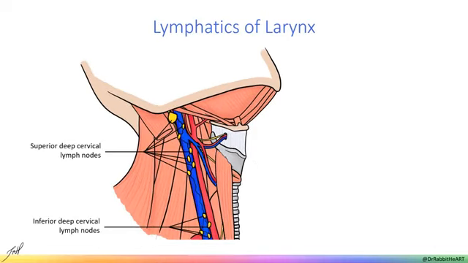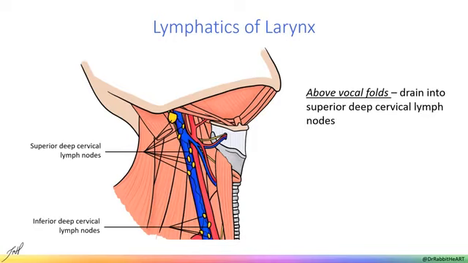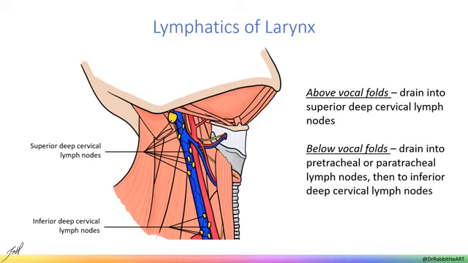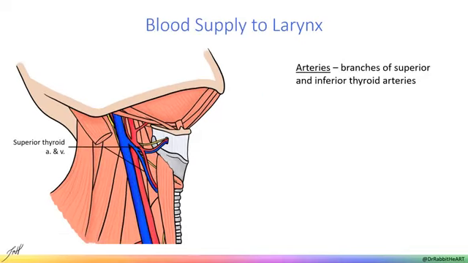Lymphatics from the larynx drain two places. Above the vocal folds, lymph drains into superior deep cervical lymph nodes, found near the superior aspect of the internal jugular vein. Below the vocal folds, lymph drains into pre- or paratracheal nodes, and then into inferior deep cervical lymph nodes. The larynx receives blood from the superior and inferior laryngeal arteries.